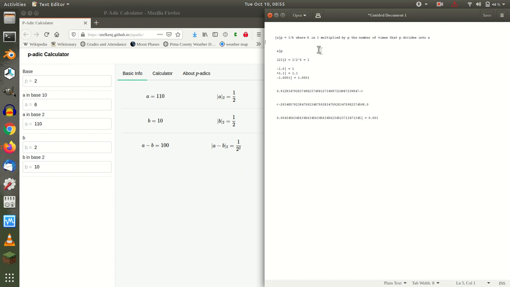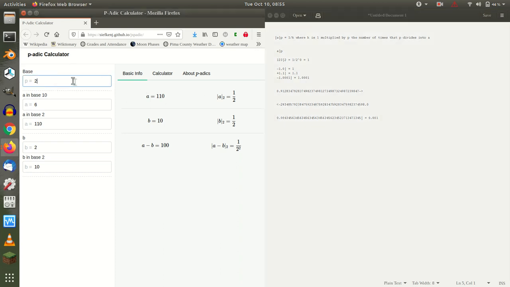Okay. Now, the absolute value of a p-Adic value is 1 over p^k, where k is the number of times that p, your base that you've chosen, divides into a. So, over here, we have this p-Adic calculator that I found. Quite nice. I appreciate that this exists. This is lovely. So, we're really just looking at this line right here.